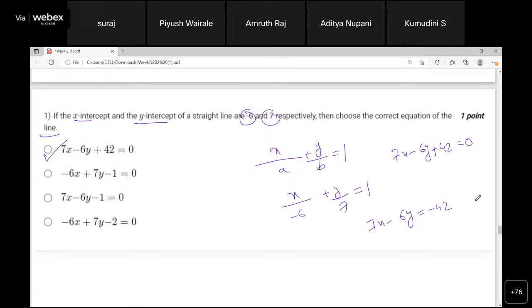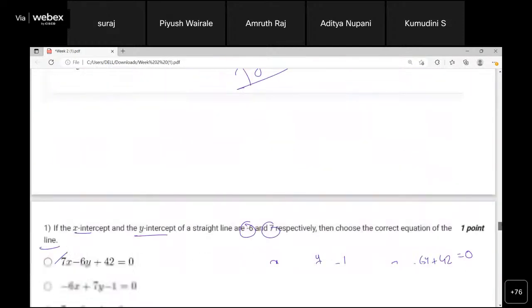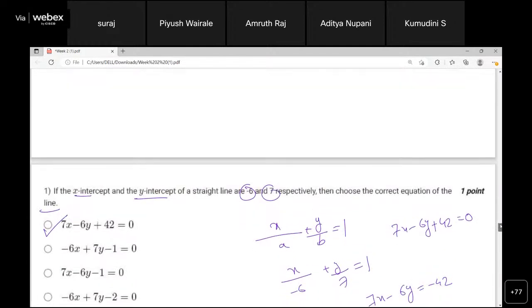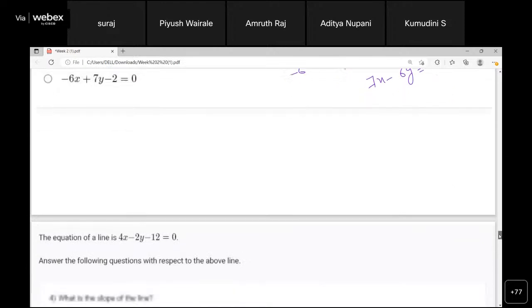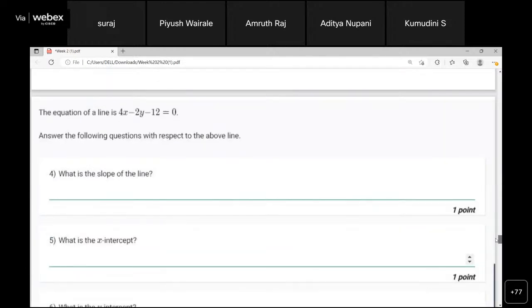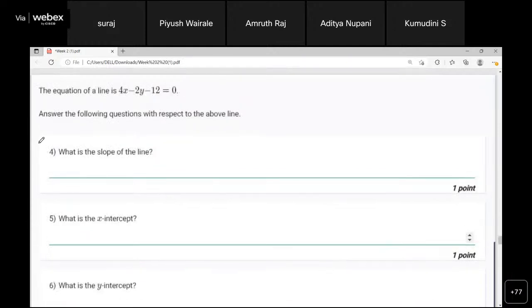Just remember the simple basic thing. If I am given two points, or the slope, or the intercept, you should be able to find the equation of a line. This is the basic requirement. Okay, now just quickly go through this question.